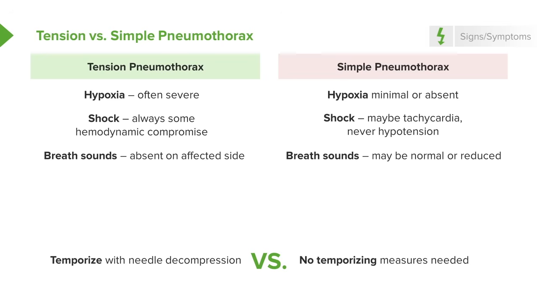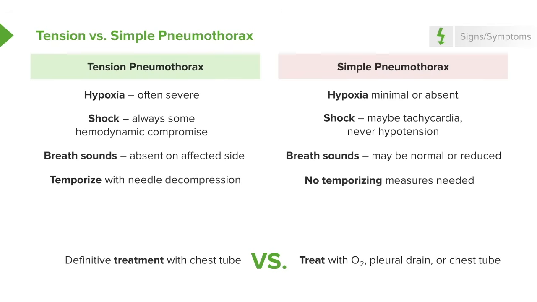Breath sounds in tension pneumothorax are almost always going to be completely absent on the affected side, whereas in simple pneumothorax, you might have normal breath sounds, you might have reduced breath sounds. If the pneumo is large, you may even have absent breath sounds, but it's much more typical to be able to hear something, whereas in a tension pneumo, you can often hear nothing.